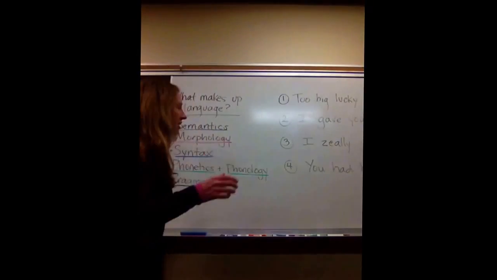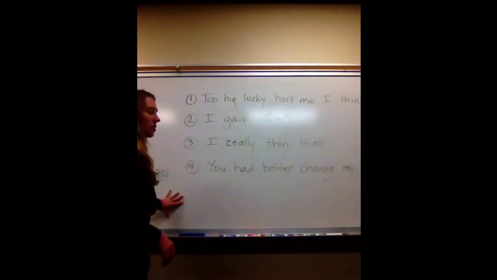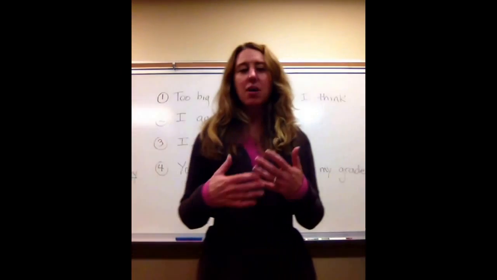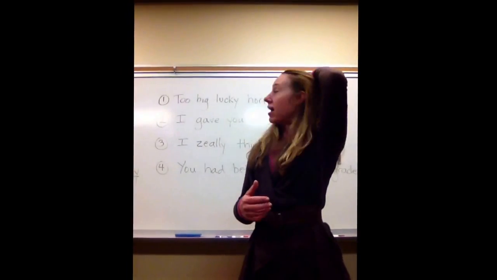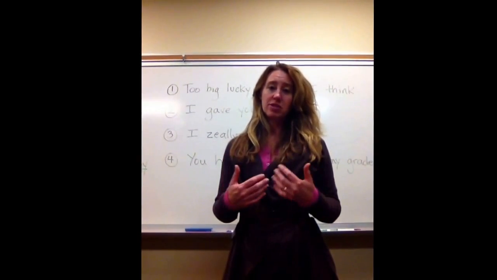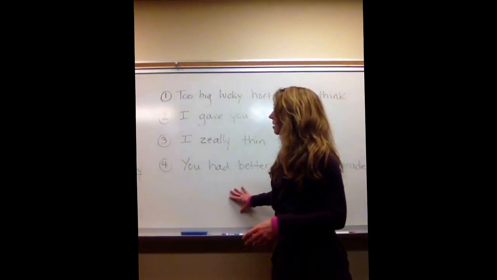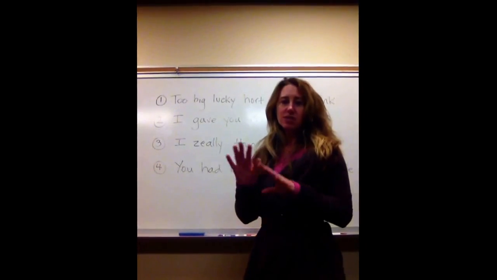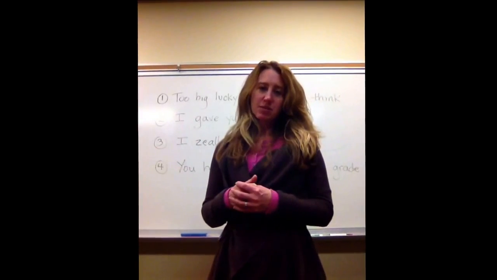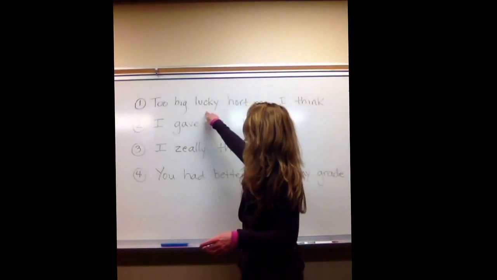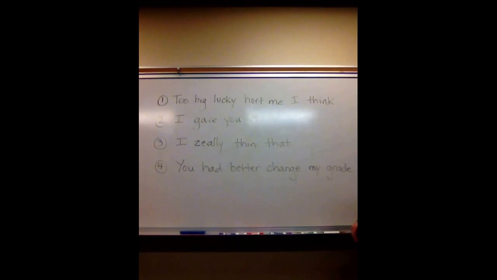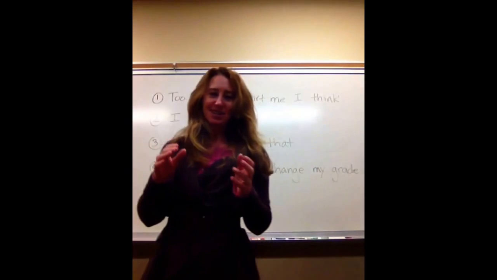But for now, let's start out with some utterances. That's a fancy word for things that people say or things that people write. These are 4 utterances that English language learners have said to me or written to me in the past. And by taking a look at all 4 of these and analyzing them, we'll start to get a sense of how these linguistic systems work. Okay? So the very first one, if you can see it up here, it says, "Too big lucky hurt me, I think." Now let me tell you the context for this.